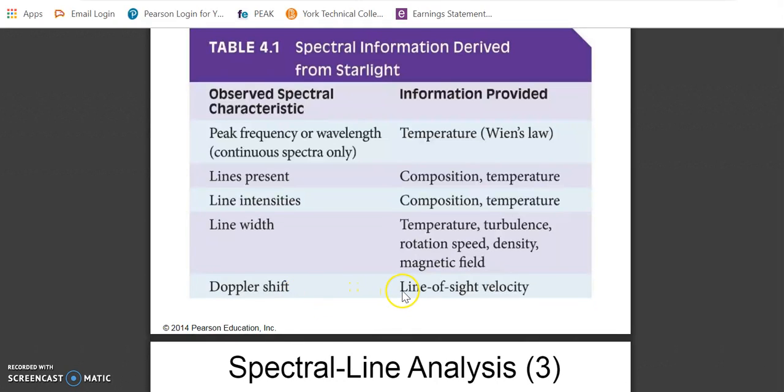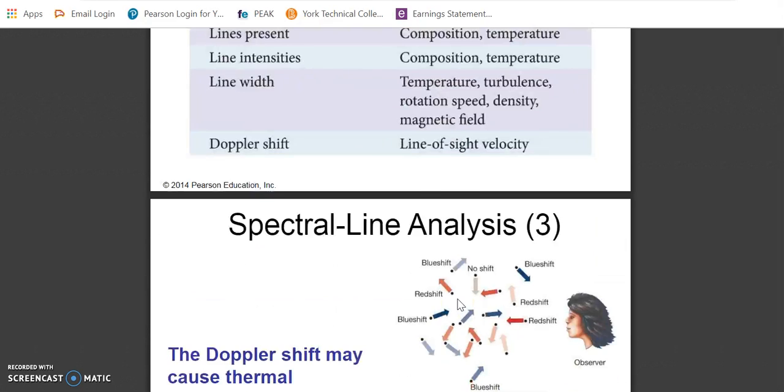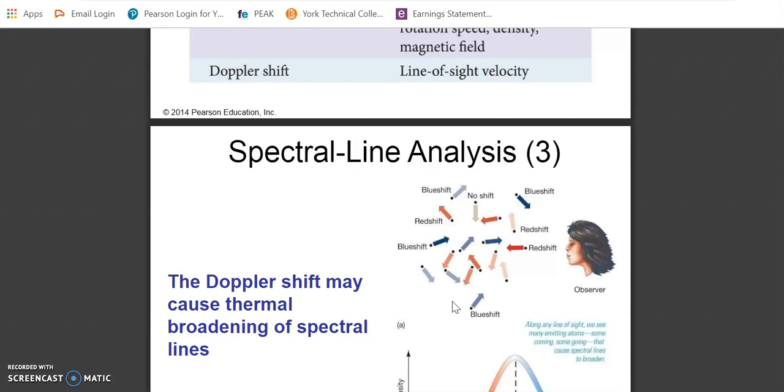The other thing, of course, is the shift. When we look at the spectral lines themselves, they either move to the red end of the spectrum or the blue end. Red shifted means, of course, that whatever object we're looking at is moving away from us. If it's blue shifted, we can tell that it's moving towards us, and the amount of red shift or blue shift tells us how fast it's going. So we can actually measure that.